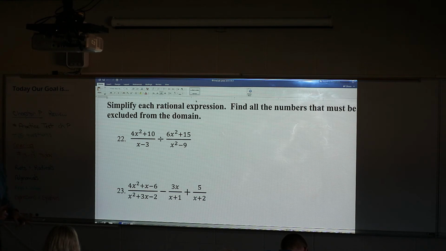Don't forget that on number 22 and 23. That's the number one thing people messed up from last year. They always forgot to give me the domain. And domain is everything as it adds up.